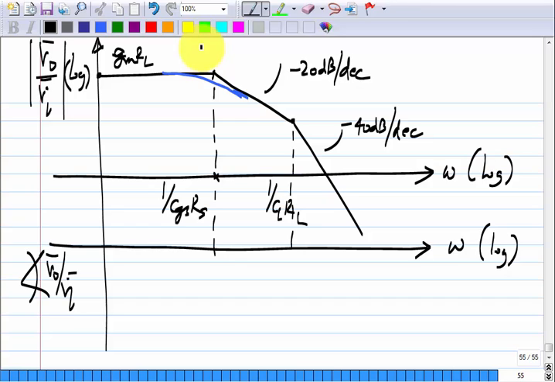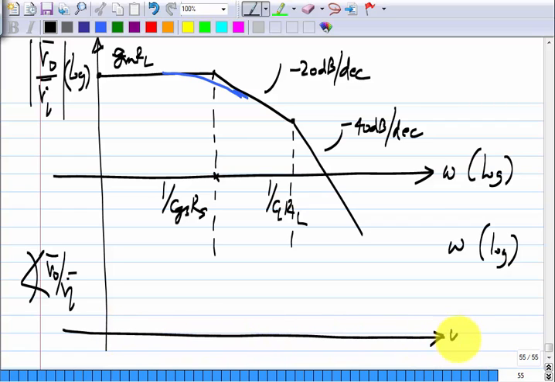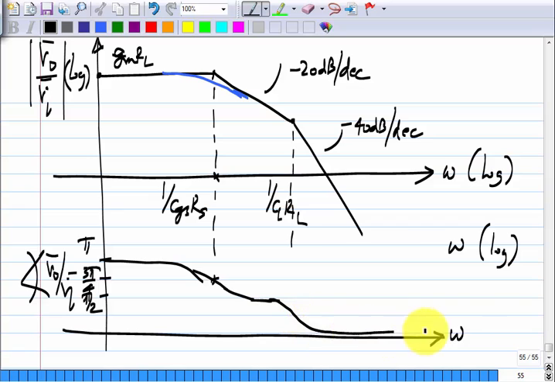What does the angle look like? What is the angle at very low frequencies? Pi, because the gain is negative. Okay. Starts from pi and here it approximately reaches 3 pi by 4, and if the poles are far away, there will be a region where you can see pi by 2, and here it reaches pi by 4 and eventually goes off to 0. So that's what it looks like.